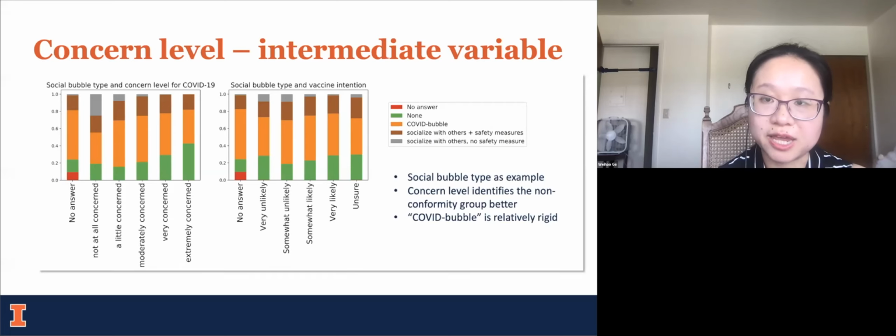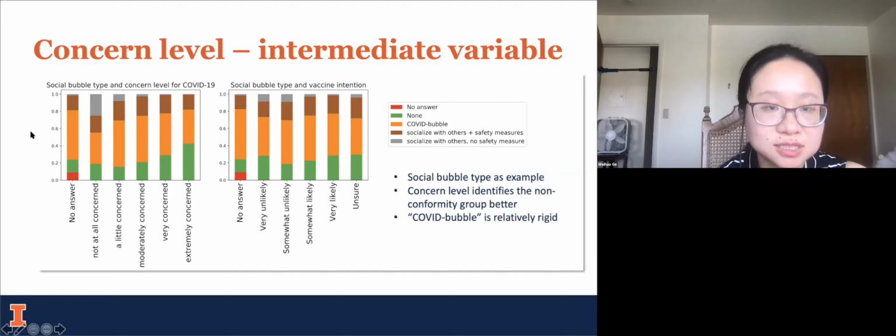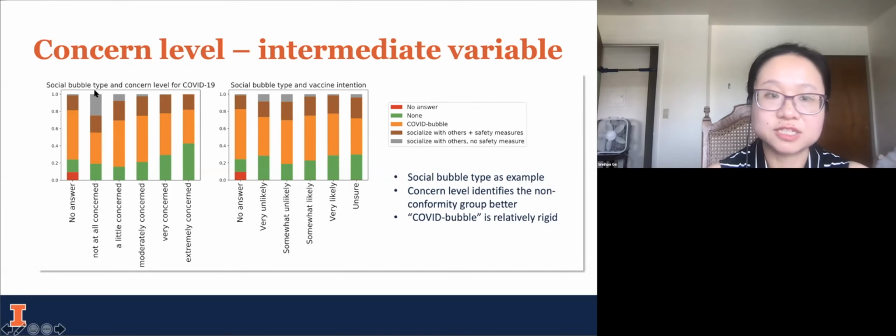And we also compared plotting the concern level versus plotting directly the vaccine intention. For the people who are not at all concerned, we found that they are more likely to socialize with others with no safety measures. And for the people who are very unlikely to take the vaccine, there will be a group of people who would rather stay by themselves to keep themselves safe, but there will also be a group of people who like to socialize with others. And the concern level describes this population better.